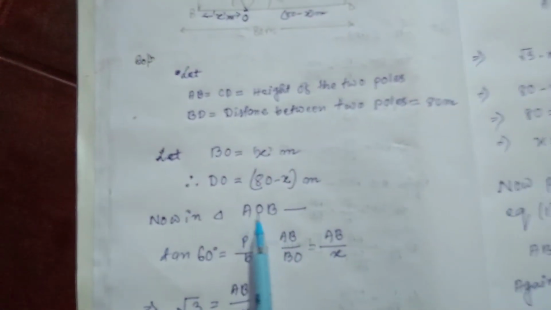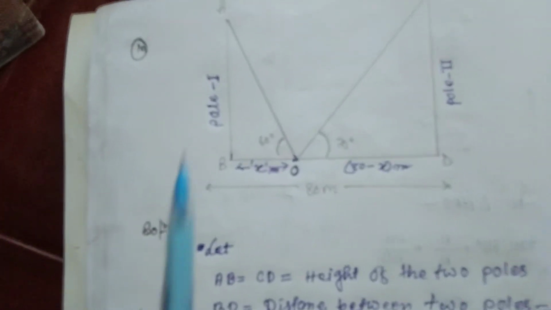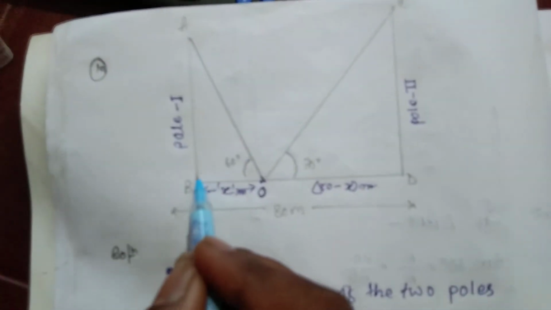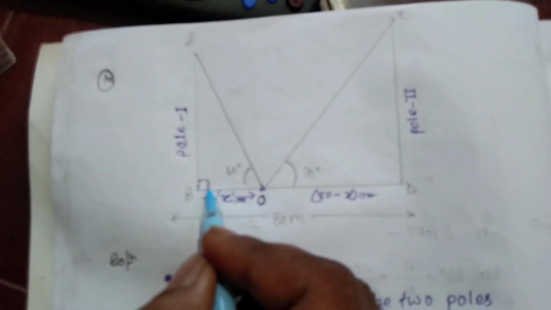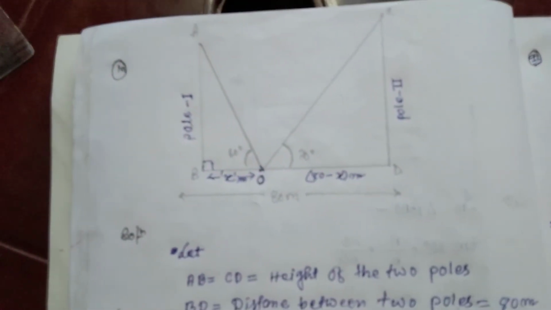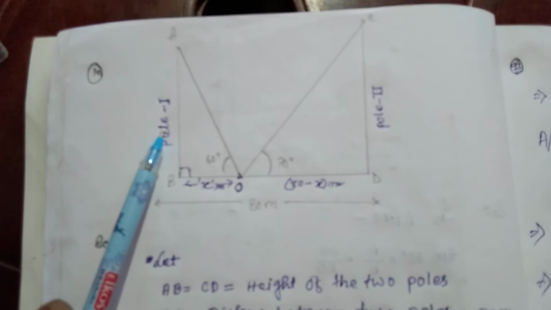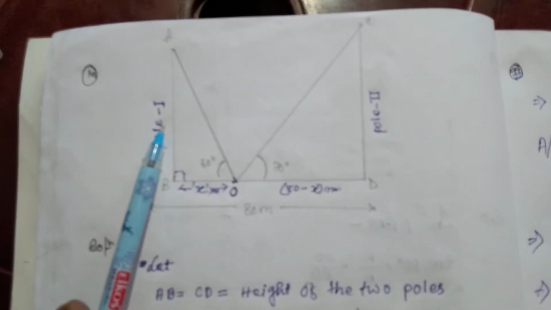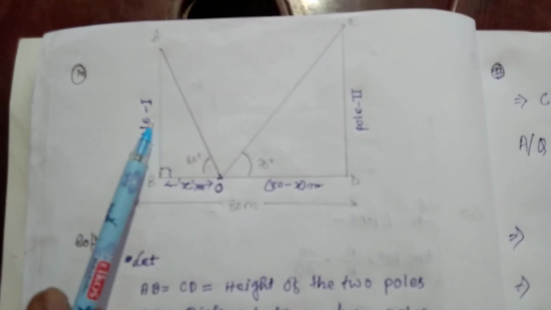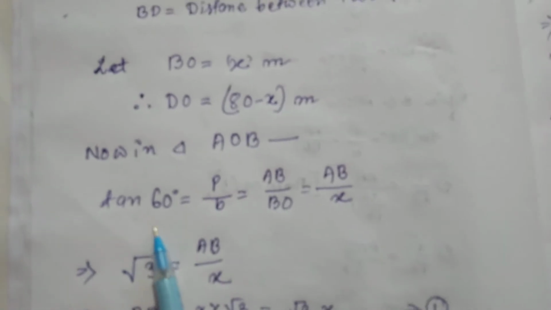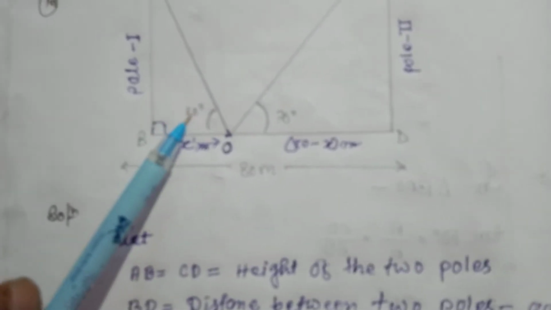Now in triangle AOB, this is a right angled triangle. The base is X, which we have considered, and the height of the pole is not given. Base is also not given, but we have to find the height and base. That's why in triangle AOB we have considered tan 60 degrees. Why 60 degrees? Because the given elevation angle is 60 degrees. Is it clear?